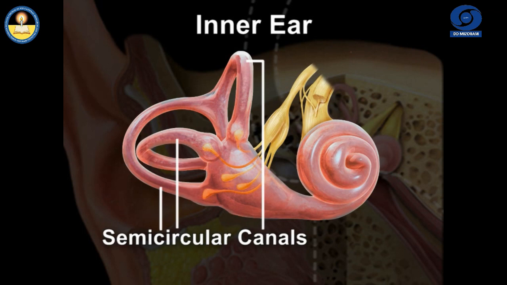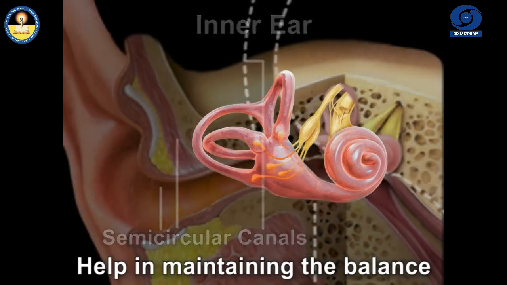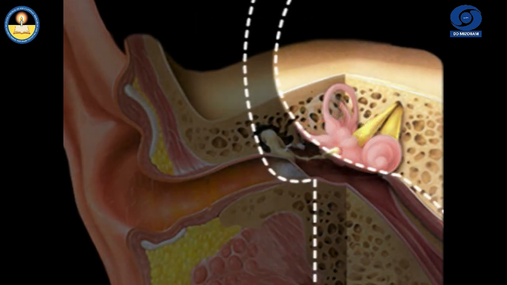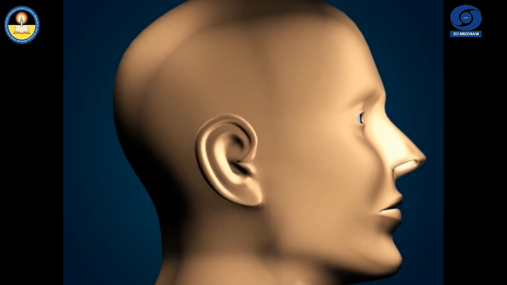Three semicircular canals are situated at right angles to each other. These fluid-filled loops are attached to the cochlea and help in maintaining the balance. Let us understand how we hear sound.